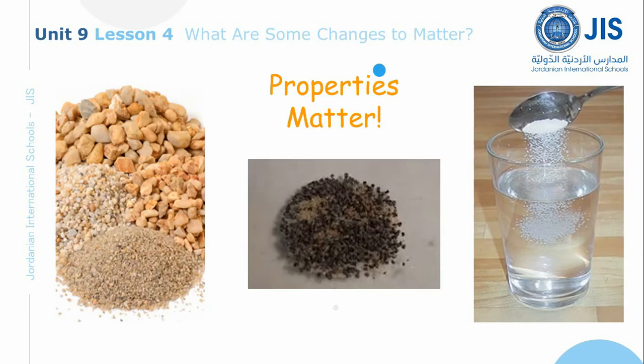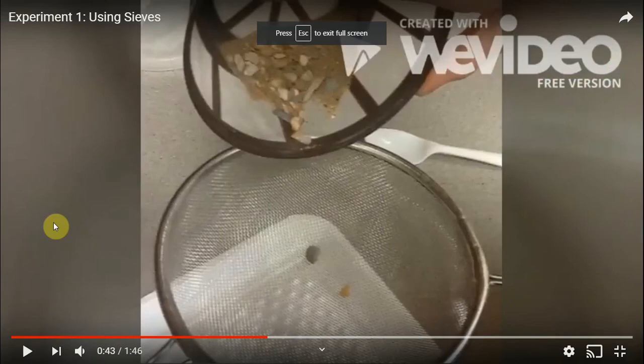Now, what about sand with gravels and sand with iron filings and salt water? How do you think we can separate them? We can't pick up the sand and the gravels because they are such small particles. Let's watch this video to show how we are going to separate the first mixture.